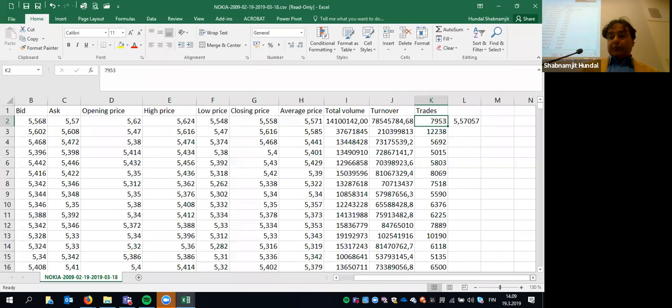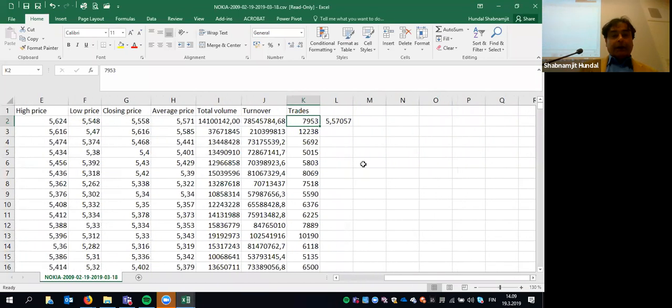Now I want to ask you something. You have Nokia's closing price, and I am interested in calculating the return of Nokia's stock. But the problem is that I have a bid price, ask price, opening price, closing price, high price, low price, average price. Which price should I take? Closing price. Well done. Always take the closing price, because that is the price at market closing.